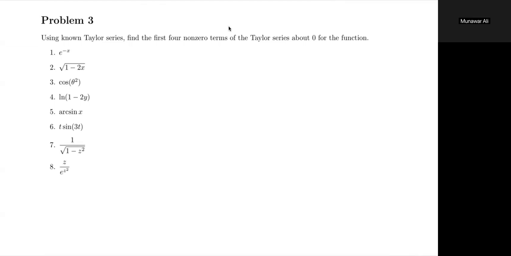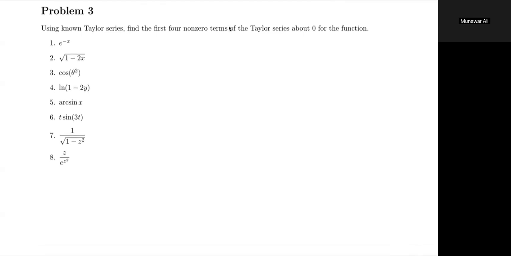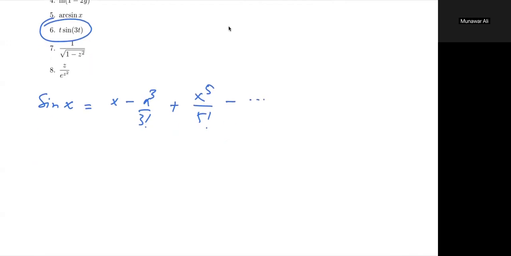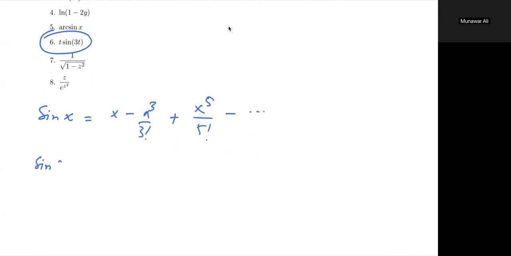So you can start with anything that you know. For example, I can pick any problem here. For example, this third one looks very good to me. You start with sine x, that is x minus x cubed divided by 3 factorial plus x to the 5 over 5 factorial, and so on. This thing you should know. And then you replace x by 3t. So I'm going to write here: replace x by 3t. And once you do this, this will happen.